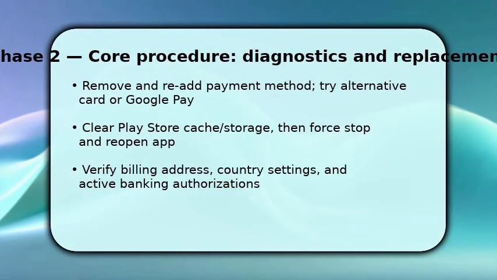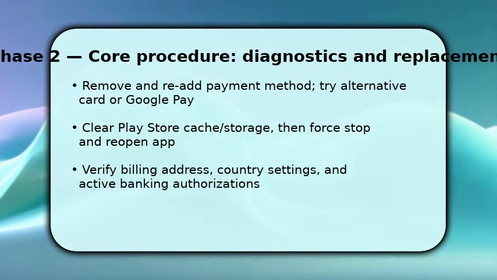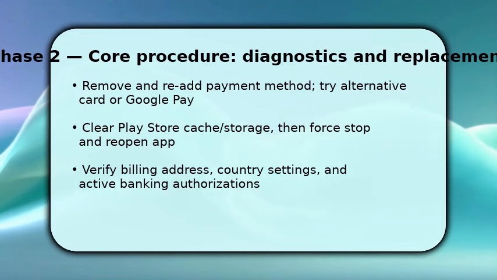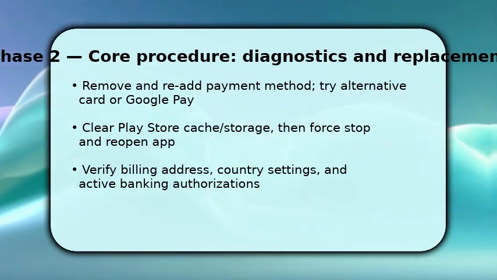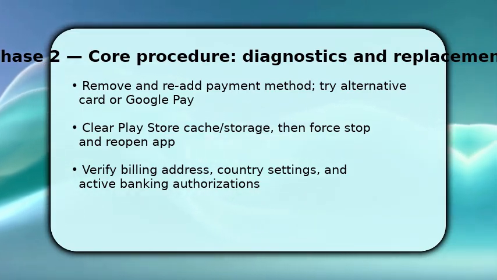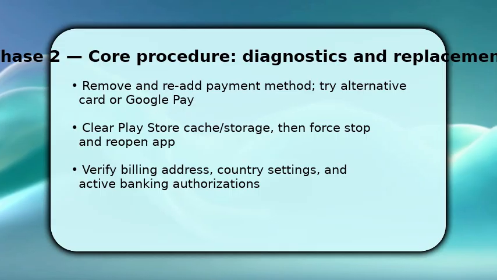You now fix the billing flow and authorizations. This is where most failures hide. Remove the problematic payment method, then re-add it or add Google Pay. The fresh token forces a new auth handshake.